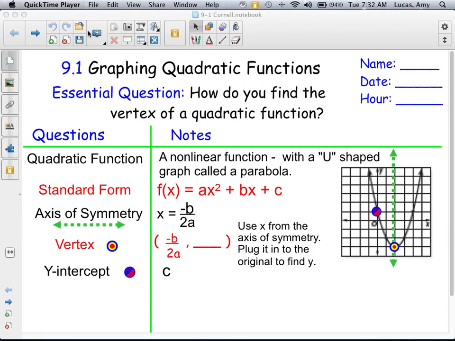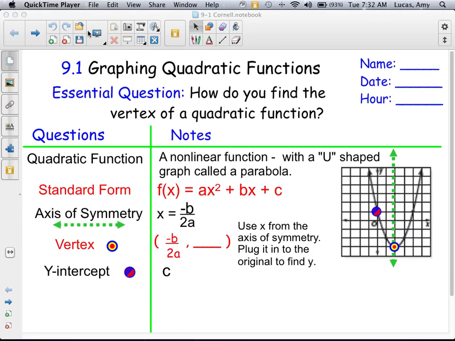The essential question is, how do you find the vertex of a quadratic function? We have 5 new vocab words, and there's kind of a lot of information to write down for each one, but it's really important. A quadratic function is a nonlinear function with a U-shaped graph that's called a parabola.